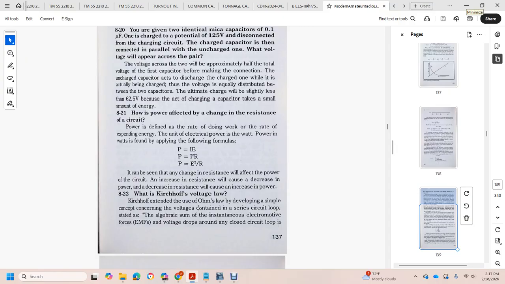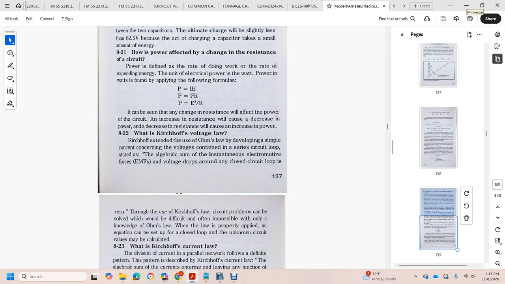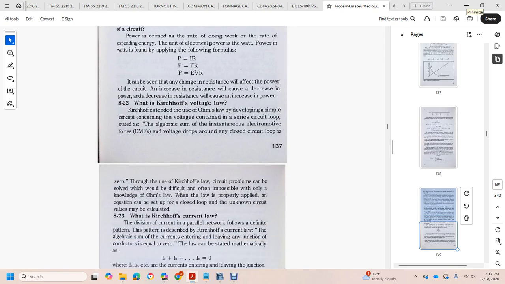What is Kirchhoff's voltage law? Kirchhoff's law is an extension of Ohm's law, developing the simple concept of the voltage contained in a series circuit loop. The algebraic sum of the instantaneous electromotive force and voltage drops in any closed circuit loop is 0. Thus, circuit problems can be solved with difficulty imposed only by the knowledge of Ohm's law. When the laws are properly applied, any equation can be set up for a closed loop, and an unknown circuit value may be calculated.